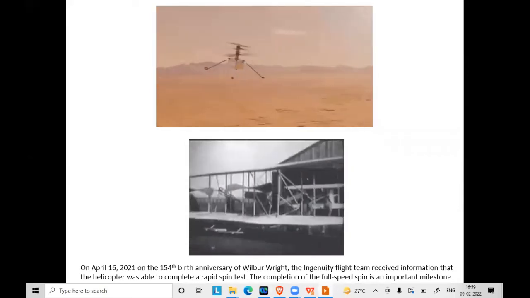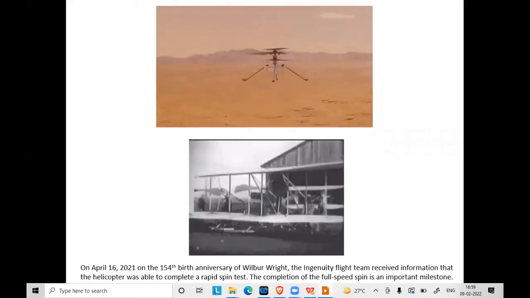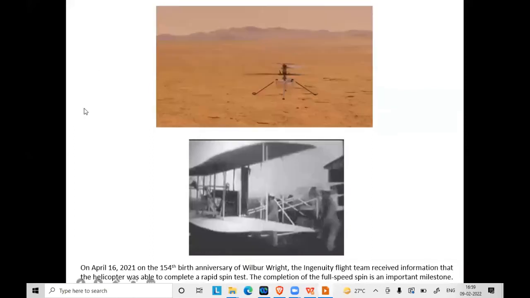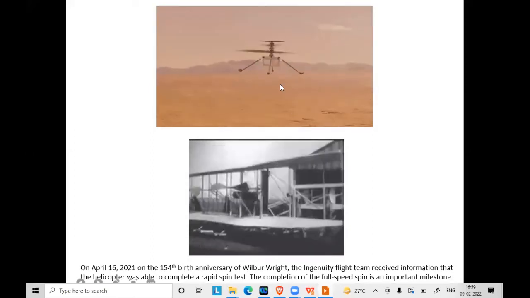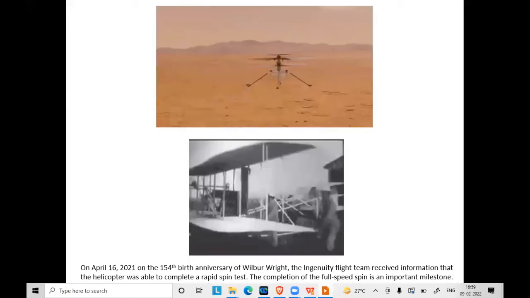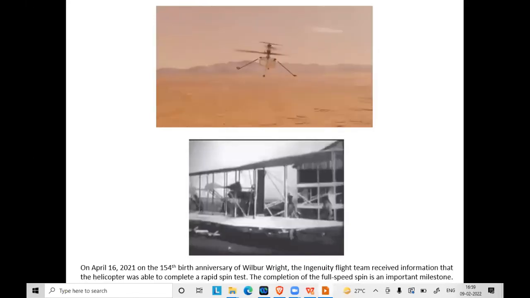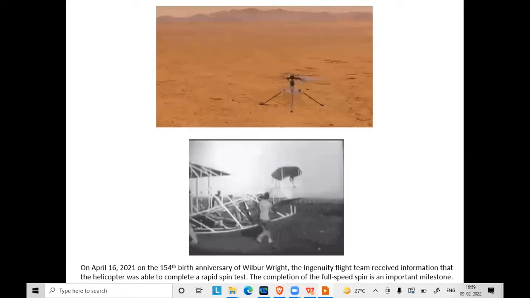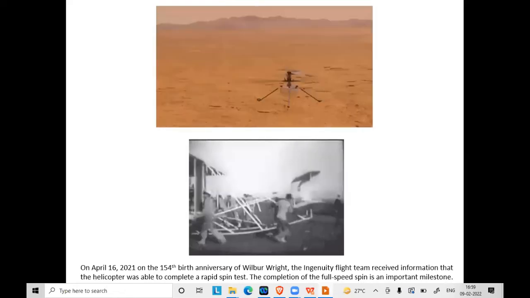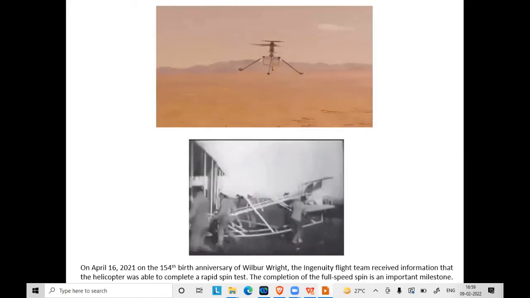So maybe in the upcoming years, when humans settle on Mars, this test flight will mark a significant moment in human settlement on Mars, where we might have huge helicopters using which humans will go from one location to another on Mars.